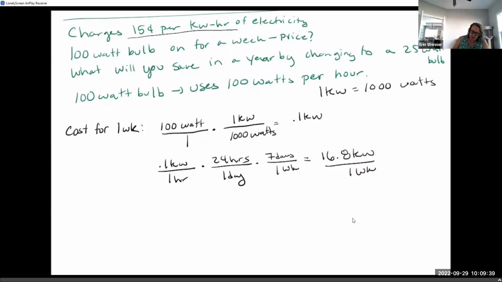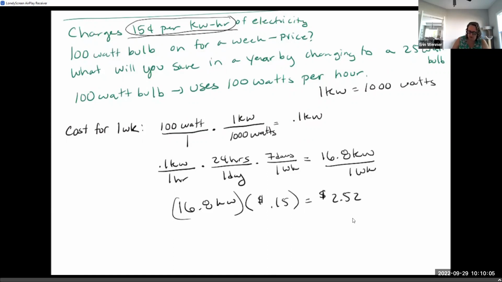So we're now going to take this amount and multiply it by our price per kilowatt hour. So we take 16.8 kilowatts and multiply it by 0.15, which gives us $2.52 per week to keep that bad boy on. Not a big deal, right? $2.52, we're not going to worry about it. But what if we go with the cheaper bulb? How does that help?